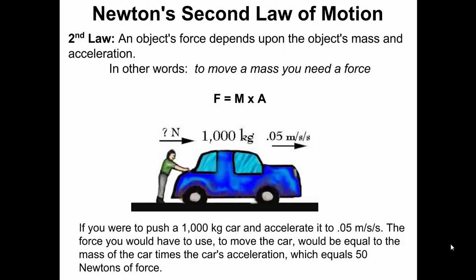So just like we saw in the video yesterday with the guys with the moving boxes, until they applied a force to those boxes, they weren't moving anywhere. So let's look at the car. And the equation that we use for the second law of motion is force, which we abbreviate as F, equals mass, which we abbreviate M, times acceleration, which is A. So if you can just remember force equals mass times acceleration, you'll be all set.